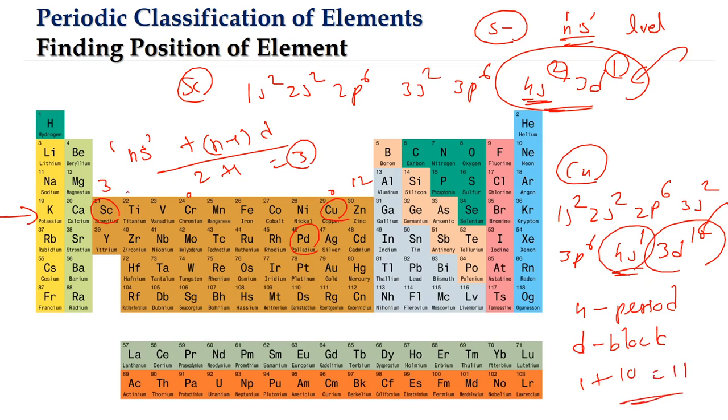Scandium is the 3rd group, 4th, 5th, 6th, 7th, 8th, 9th, 10th, 11th. And the next group will be zinc, cadmium, mercury, the 12th group. So this is how we will find out the group number for the d block elements.